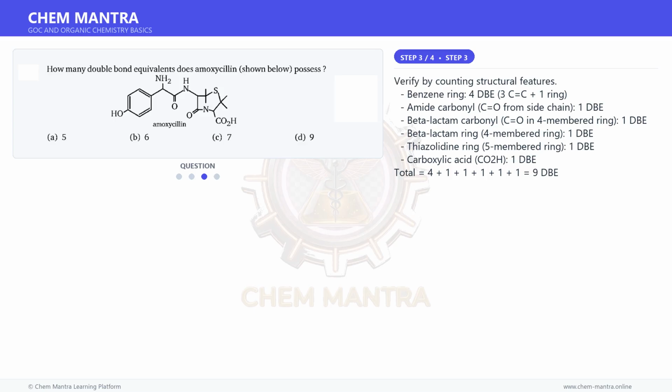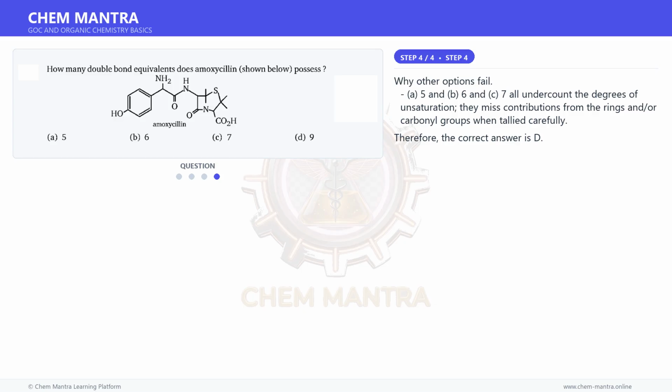Verify by counting structural features. Benzene ring, 4 DBE, 3 C=C plus 1 ring. Amide carbonyl, C=O from side chain, 1 DBE. Beta-lactam carbonyl, C=O in 4-membered ring, 1 DBE. Beta-lactam ring, 4-membered ring, 1 DBE. Thiazolidine ring, 5-membered ring, 1 DBE. Carboxylic acid, CO2H, 1 DBE. Total is equal to 4 plus 1 plus 1 plus 1 plus 1 plus 1 equals 9 DBE. And for the final step.